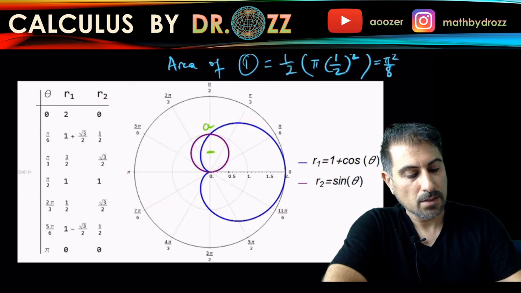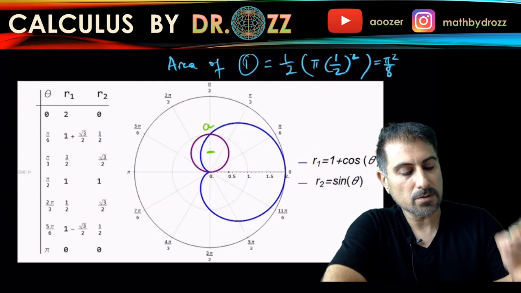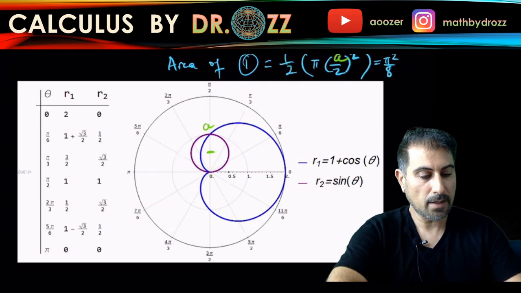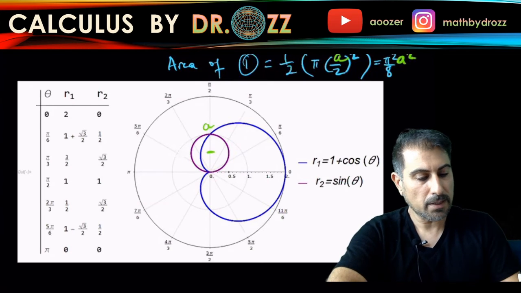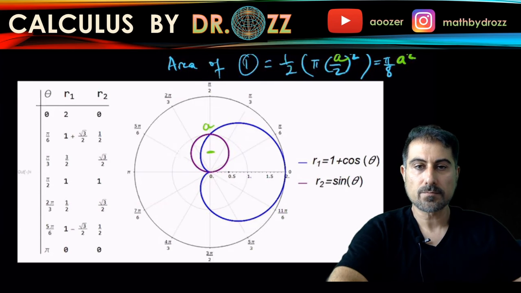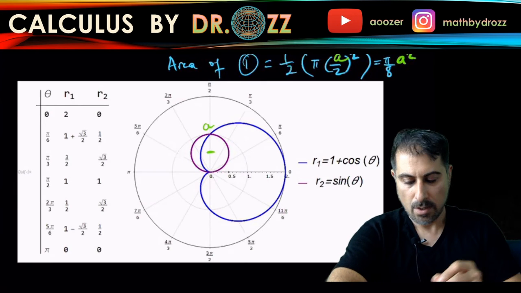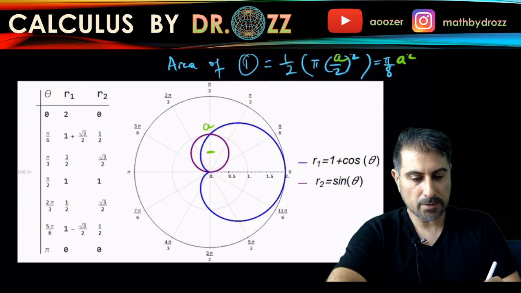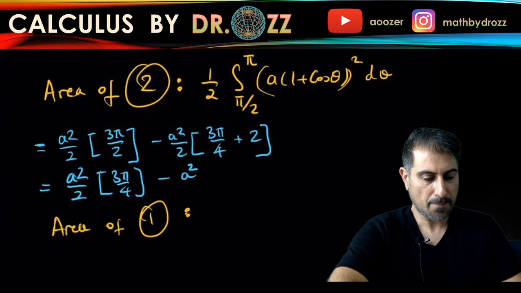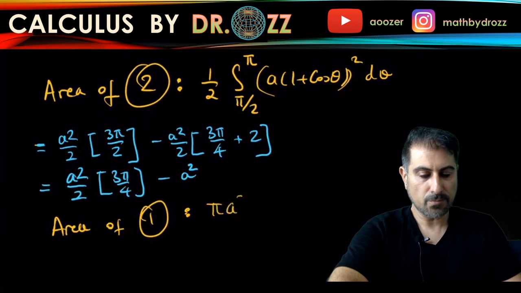So let's correct that right here. So this is A over 2, and then I should have A squared coming along with it. Well, there's no pi squared, by the way. There's a typo, so that should be pi A squared over 8. So go back here and write down pi A squared over 8 for the area of 1.